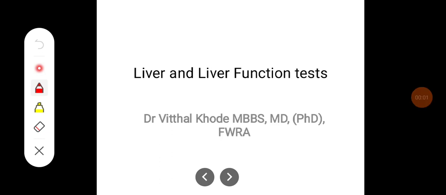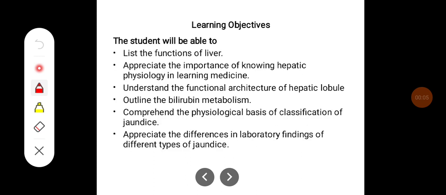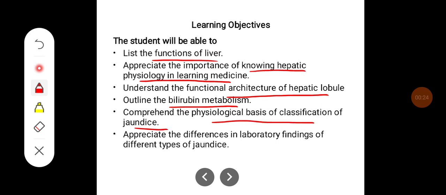In this class, we'll try to learn about liver and some of the liver function tests. The learning objectives would be to list the functions of liver, appreciate the importance of knowing hepatic physiology in learning medicine, understand the functional architecture of hepatic globule, outline the bilirubin metabolism, comprehend physiological basis of classification of jaundice, appreciate the difference in laboratory findings in different types of jaundice.